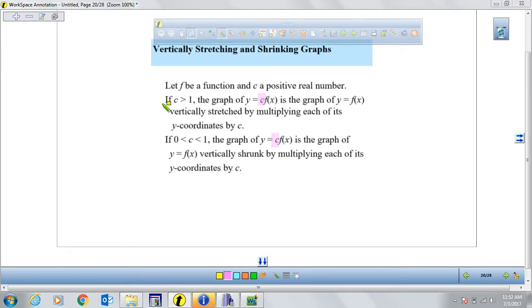Now, how do we know that it's going to create a stretch? If that number c that you're multiplying is greater than 1, then the graph is going to be stretched vertically. And the effect that it's going to have on the points is that it's going to multiply all of the y values by that number c. If that number c is smaller than 1 but greater than 0, meaning a fraction, anything between 0 and 1, then the graph is going to be shrunk vertically, and it's also going to multiply the y values by that number c.